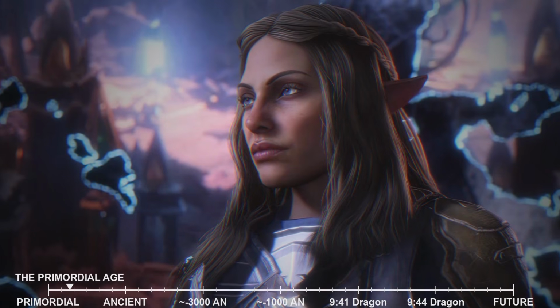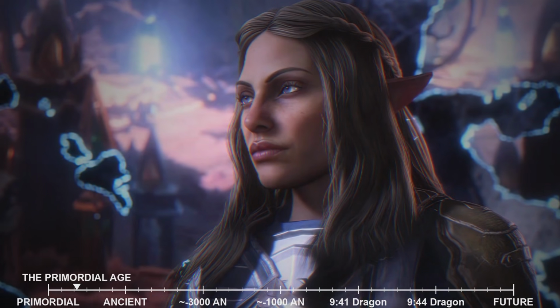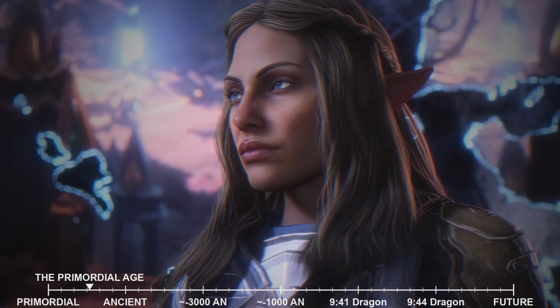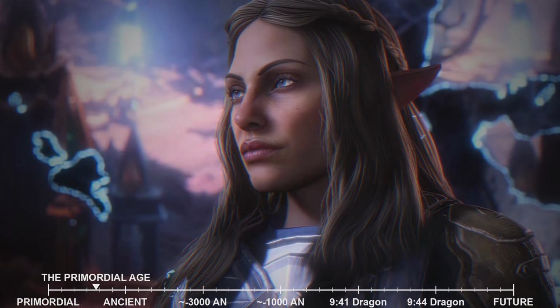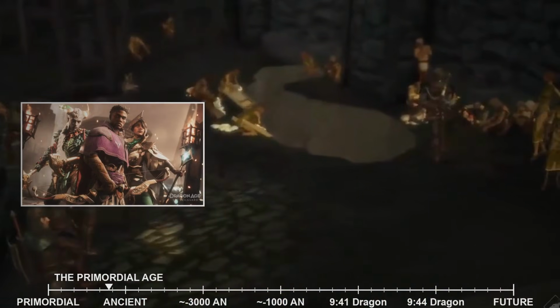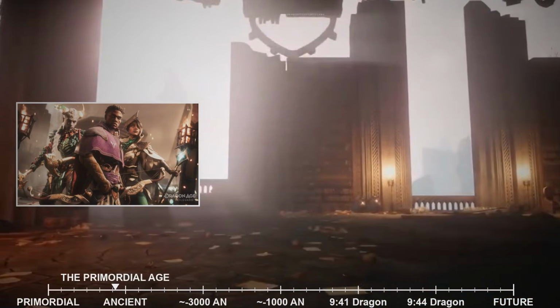This fundamental tension, this coexistence of light and darkness, of creation and corruption, defines the primordial age of Thedas and sets the stage for all the conflicts and choices that will follow in the ages to come. From the raw chaos of creation emerges order, and with order comes life.